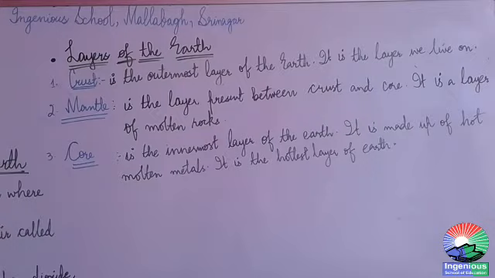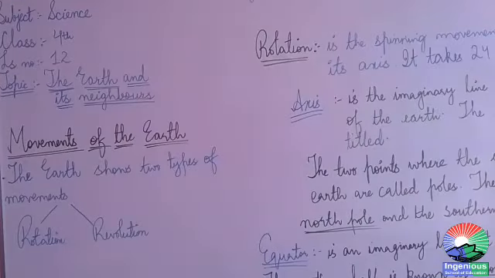My dear students, now we are going to learn about movements of the earth. Our earth shows two types of movements. Number one is rotation and number two is revolution.